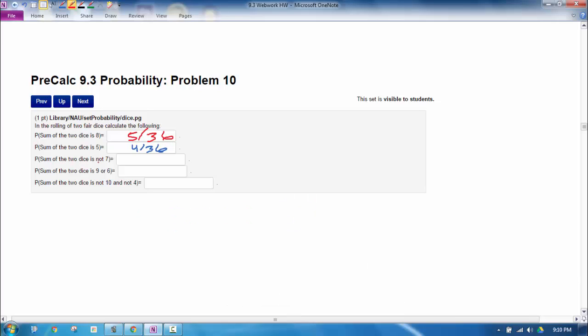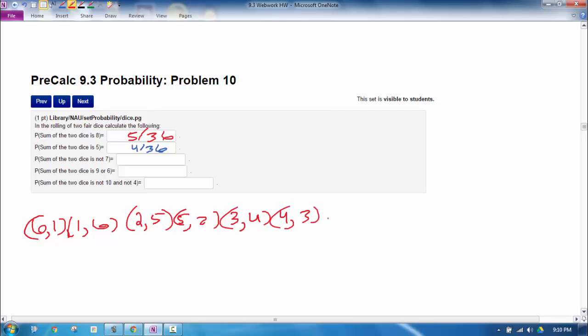Okay, the sum of two dice is not 7. Let's find that the sum is 7 and then just do 1 minus that. So a sum of 7 would be 2 and 5, 5 and 2. I guess I could have started with 6 and 1 and 1 and 6. And we've got 3 and 4, 4 and 3. And that's it. So 1, 2, 3, 4, 5, 6. So that's 6 out of 36. Just do 1 minus that, or 36 minus 6, so it'll be 30 out of 36.